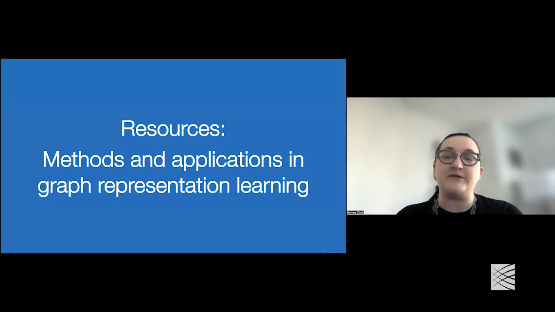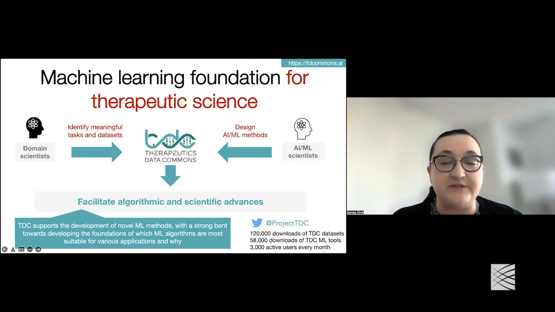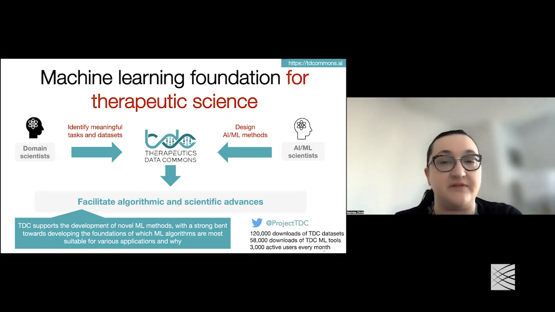So let me conclude by just highlighting some of the resources that are available to you for these kinds of problems. And I will mention one open science initiative that we have started at Harvard that is called Therapeutics Data Commons. You can learn more about it if you go to the website tdcommons.ai, but it's meant to serve as an ecosystem or a meeting point between AI machine learning scientists who are designing methods and domain experts who really identify what are meaningful tasks, data sets, and problems in order to facilitate algorithmic and scientific advances.